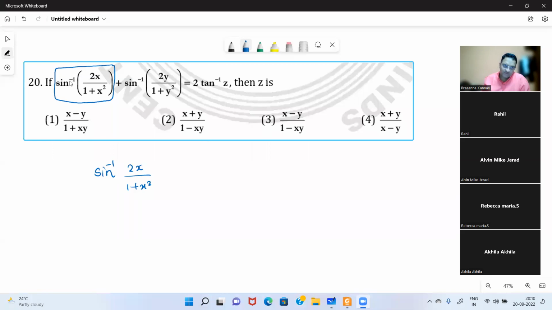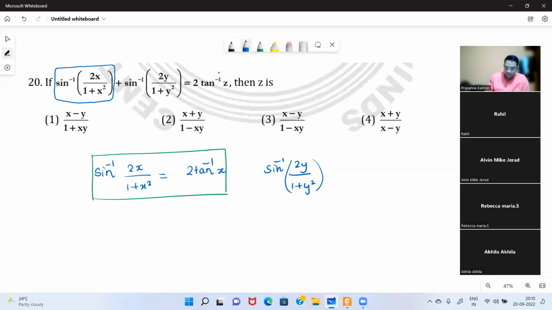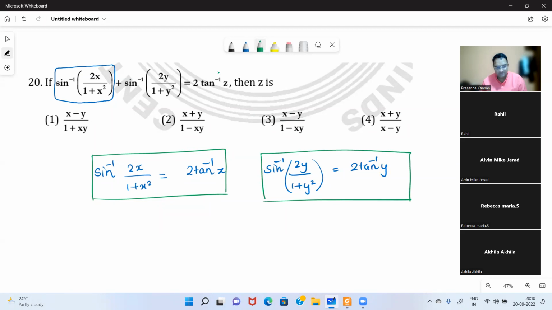Okay, let's now look at this question. So sin inverse of 2x by 1 plus x square, we have already seen that this is equal to 2 tan inverse x, if you remember. We have proved it also. Put x equal to tan theta, then 2 tan theta by 1 plus tan square theta will be sin 2 theta, right? So similarly, the next one, sin inverse of 2y divided by 1 plus y square will be nothing but 2 tan inverse of y. Correct?